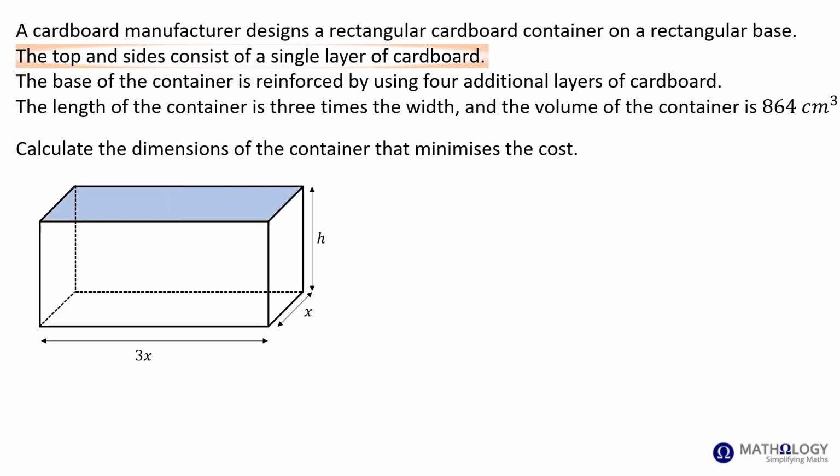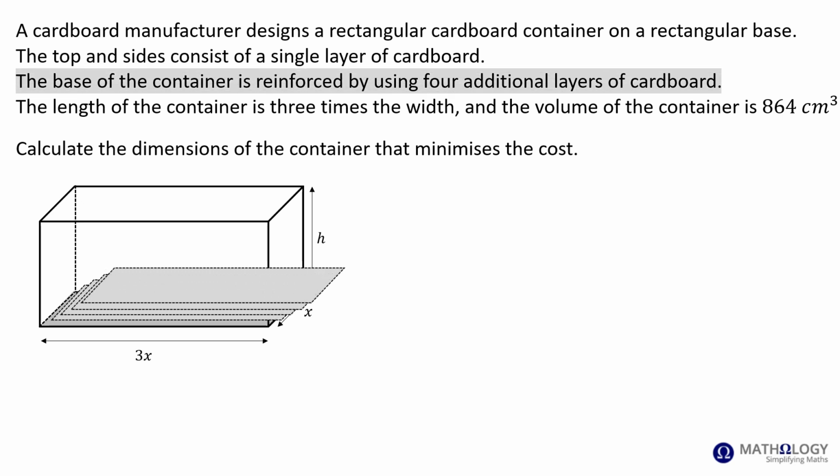The top surface of the container, the 2 side surfaces, and the front and back surface, all consist of a single layer of cardboard. The bottom surface, however, is reinforced by 4 additional layers of cardboard. We are required to determine the length, width, and height of the container, such that the cost of manufacturing the container is minimal. In other words, we need to calculate the smallest total surface area of the container, such that the volume of the container is 864 cubic centimeters.